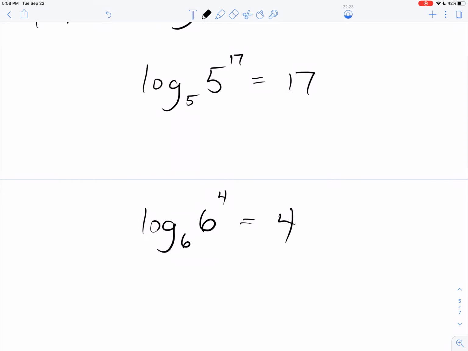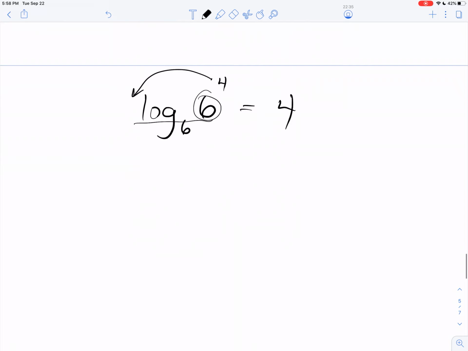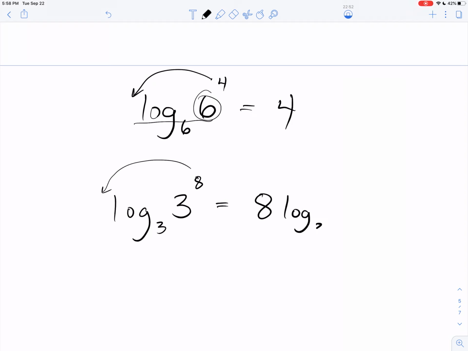Now, I don't know if you guys remember this, but when you take the log of something to a power, what do you get to do with that power? You get to bring it down front if you want. So let's just examine this. If I did log base 3 of 3 to the 8th, the power rule lets me bring this down front. I could say 8 times log base 3 of 3.